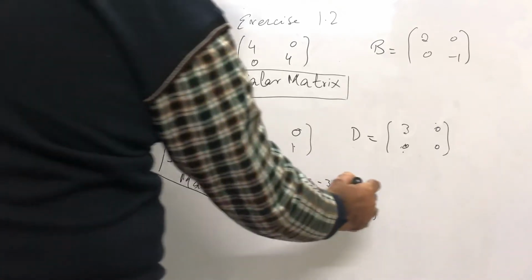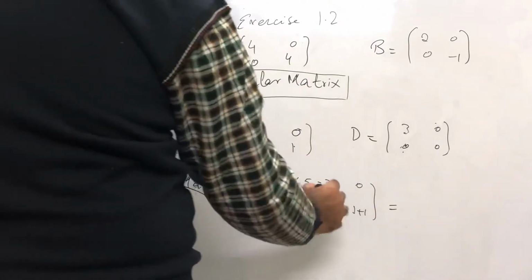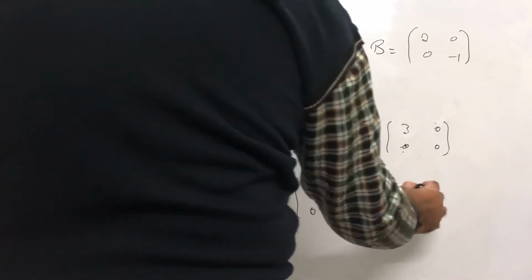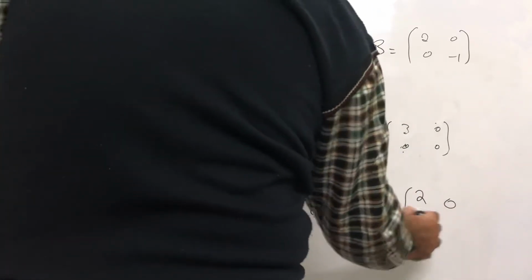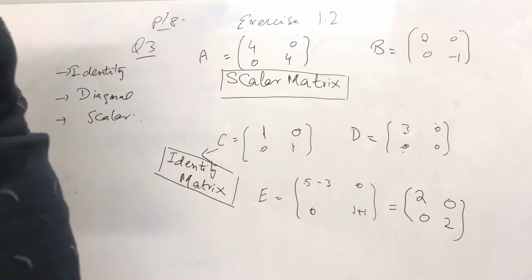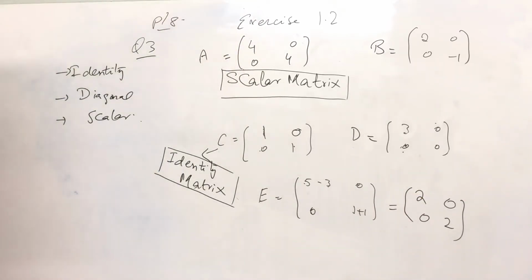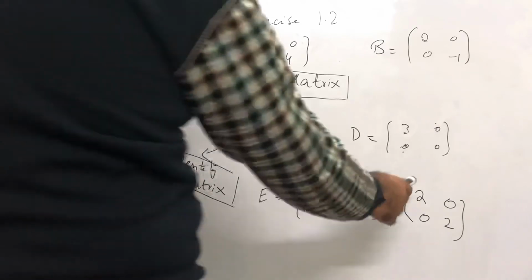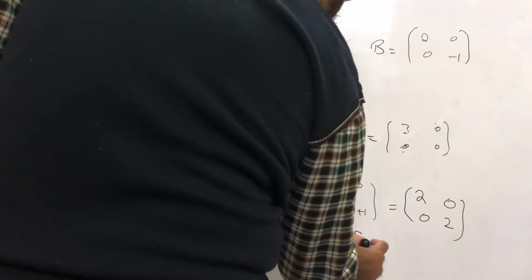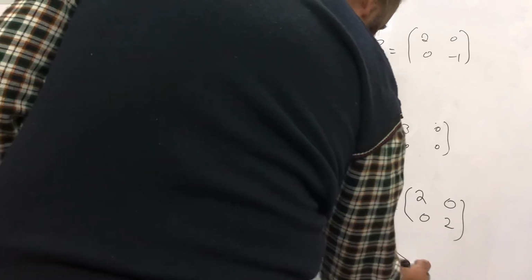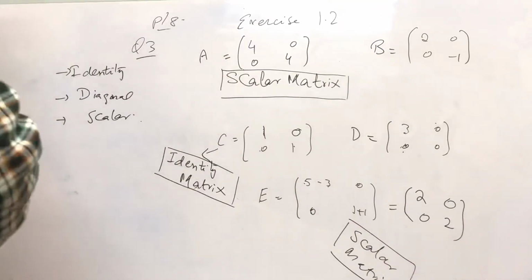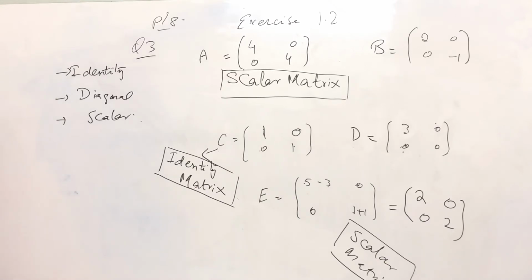So here we will see if we solve E. We will do like this: 5 minus 3 is 2. This is 0, this is 0, and this 1 plus 1 is 2. Here also we see the same thing as A, that non-diagonal entries are 0, and at the same time the diagonal entries are the same numbers. So this is also a scalar. E is also a scalar matrix. So A is done, C is done, E is done. Now we are left with B and D.